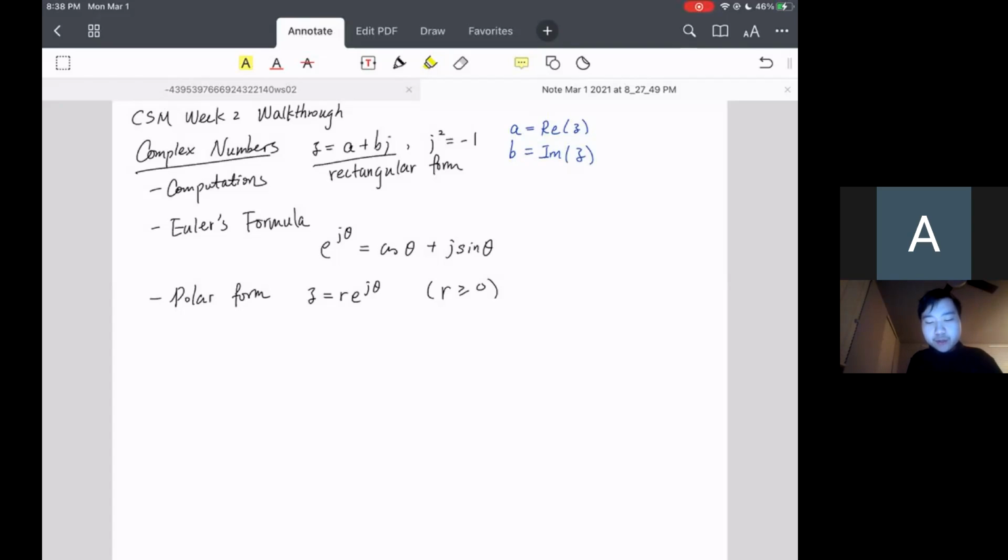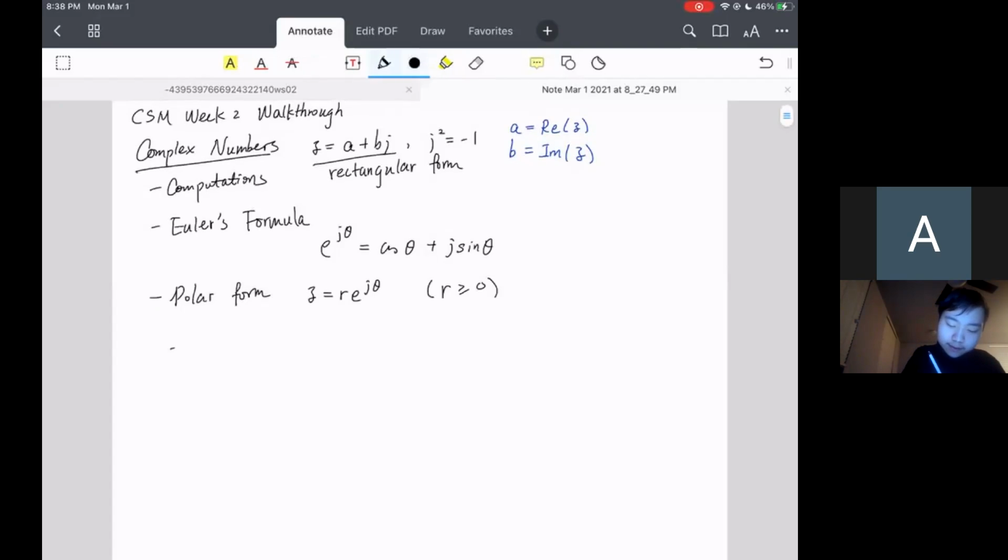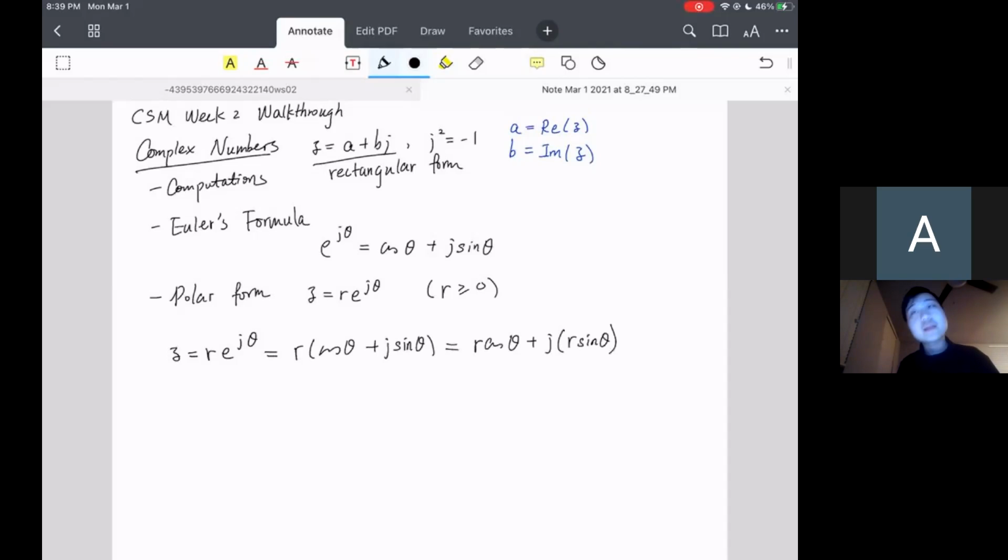So to convert between the two forms, to convert from polar form, let's say given z equals r times e to the j theta, we want to convert it to rectangular form. We just express e to the j theta as cosine of theta plus j times sine of theta. So that is equal to r times cosine of theta plus j times r times sine of theta. Okay. And then we have a rectangular representation of things.